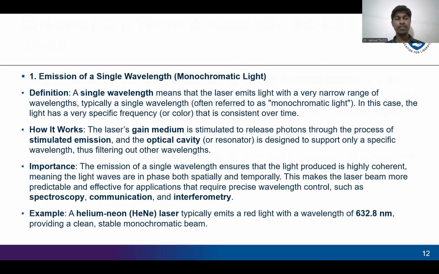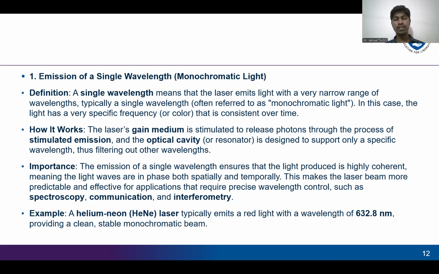Number one, emission of a single wavelength, monochromatic light. Definition. A single wavelength means that the laser emits light with a very narrow range of wavelengths, typically referred to as monochromatic light. In this case, the light has a very specific frequency that is consistent over time. The laser gain medium is stimulated to release photons through the process of stimulated emission, and the optical cavity is designed to support only a specific wavelength, thus filtering out other wavelengths.